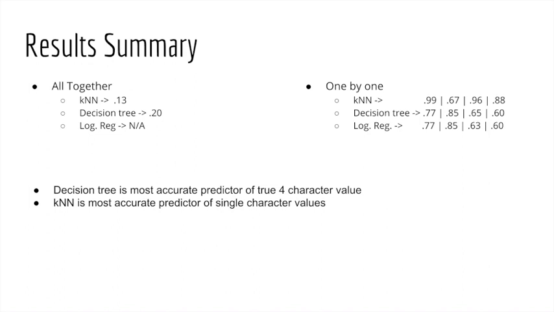So overall, the decision tree could most accurately predict the 4-character value, and K and N was the most accurate predictor of the single character values because it had some very high accuracy results.